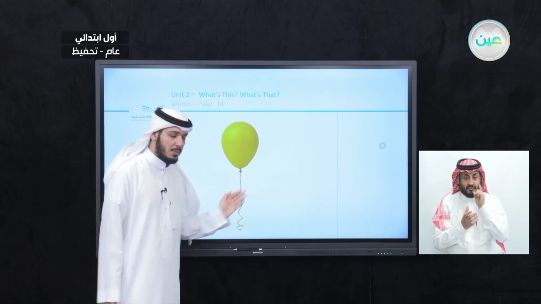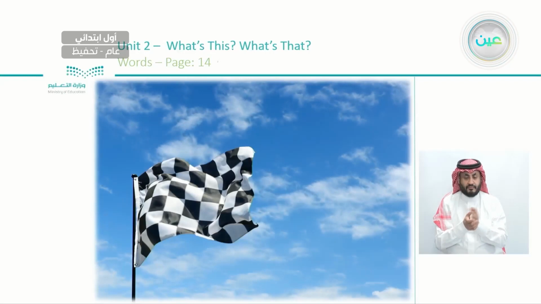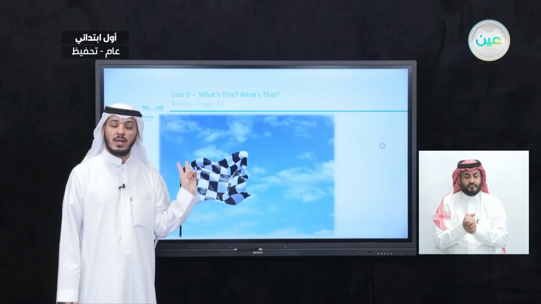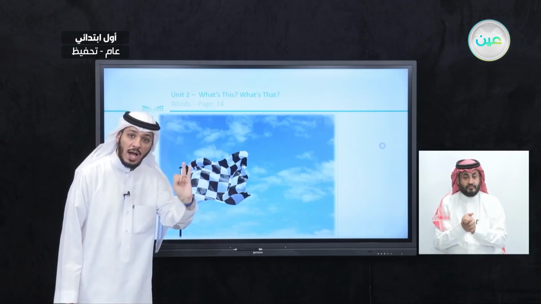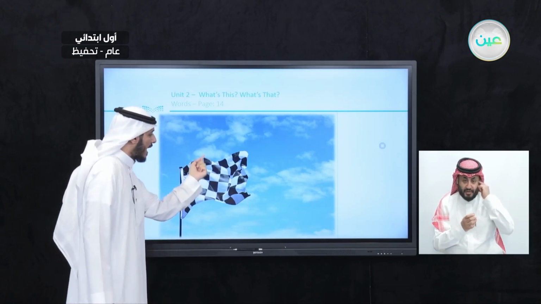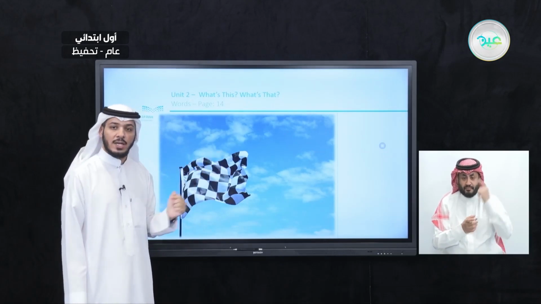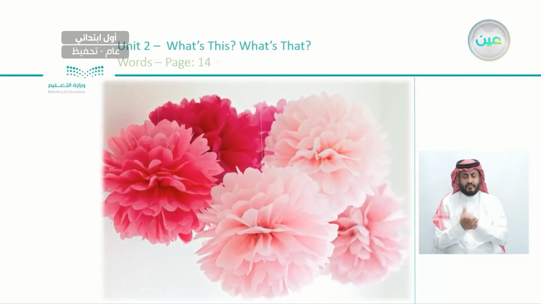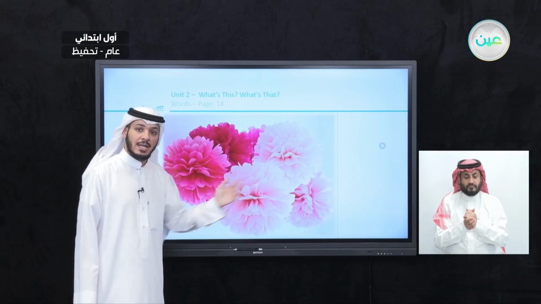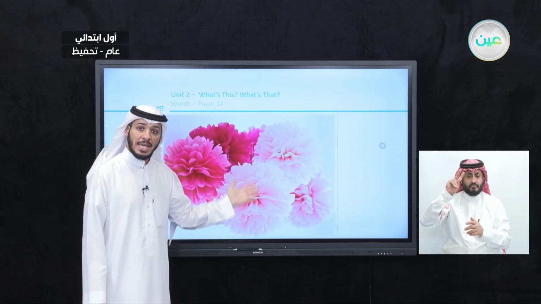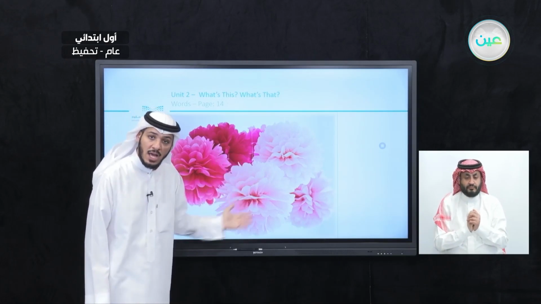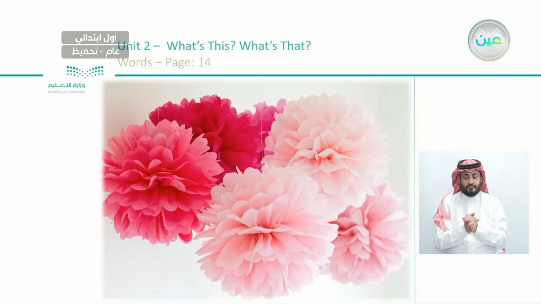Yellow balloon, perfect. Okay, after that, we have a flag here and it has two colors. What are they? Yes, black and white. Excellent. So, black and white. Okay, after that, we have some flowers here. What is the color? Yes, pink. Perfect. So, we have some pink flowers. Excellent.